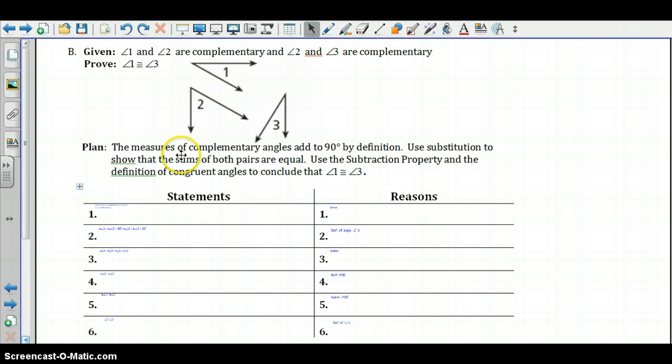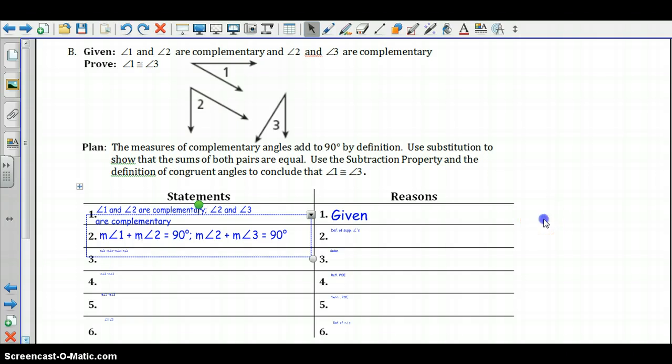So the first step in our proof is to talk about the given information after looking at the diagram. We know that angles 1 and 2 are complementary and angle 2 and angle 3 are complementary. That's given to us. This says that the measures of complementary angles add up to 90 degrees by definition. So the next step is to explain that. We can put both of these in the same step.